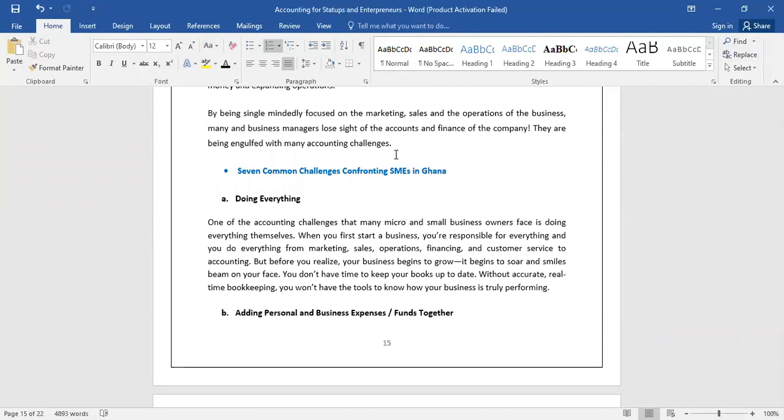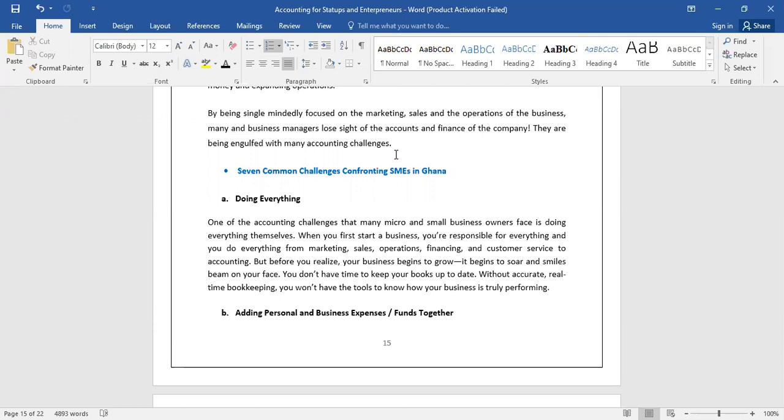Doing everything. Most of these startups do everything, from marketing to sales to customer service, accounting, everything. So they are not able to really get time for accounting, and without accurate bookkeeping, you wouldn't know how your business is truly performing. The more we do a lot of things on our own, the more it becomes very, very difficult for us to focus on one particular thing.